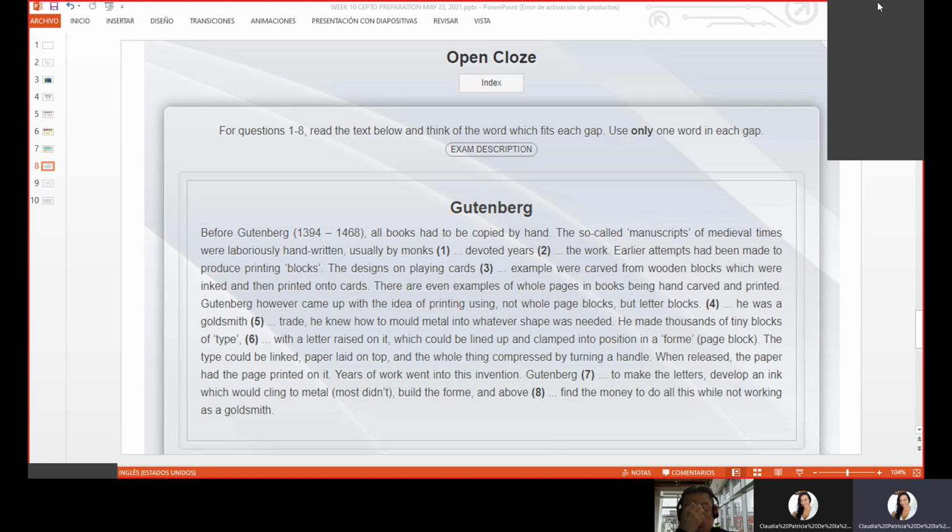But it's not a contrast. No, it's not a contrast. It could be additional. Additionally? No, it's not additionally. Okay, I don't know what the correct word is, teacher.